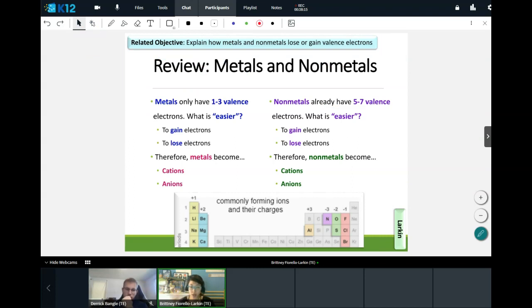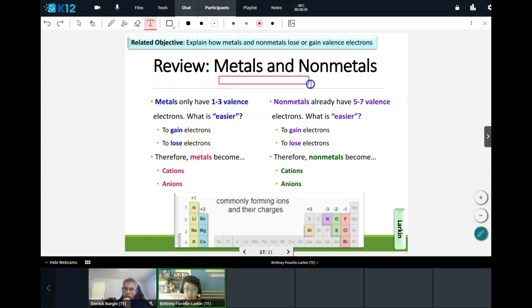Okay, now let's go ahead and connect this back to what we talked about with metals and nonmetals. All right, so metals only have 1 to 3 valence electrons. So tell me in the chat, what do you think will be easier? Will it be easier for metals to gain electrons to fill their current shell, or lose electrons to drop down to a full shell?